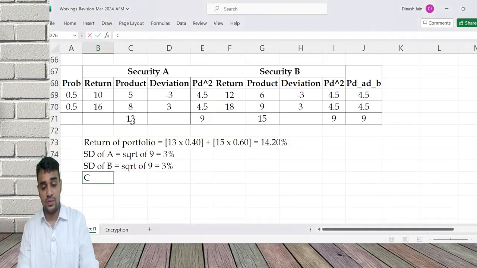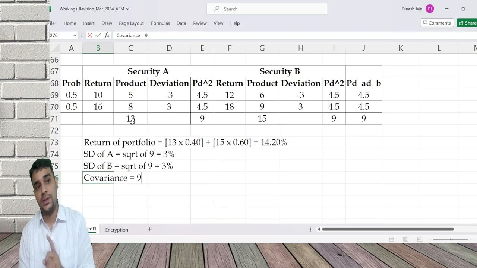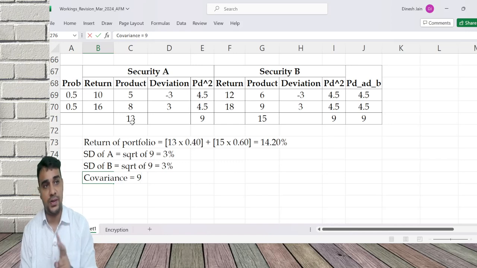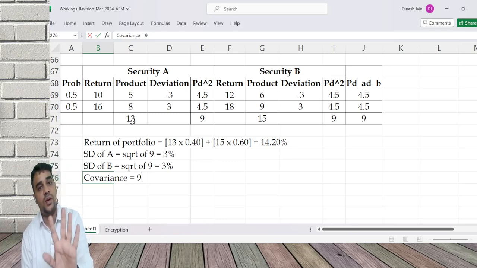What's the next requirement? Covariance. Now, I have one challenge with covariance. Many times I don't write the unit of measure. The unit of measure for covariance is double percentage. For variance also, the unit of measure is double percentage, because you're squaring the percentage, percentage into percentage. We leave the covariance as 9 and leave it there. Standard deviation is single percentage. Variance is technically double percentage. We many times don't write anything. Covariance is 9. What's the next requirement?